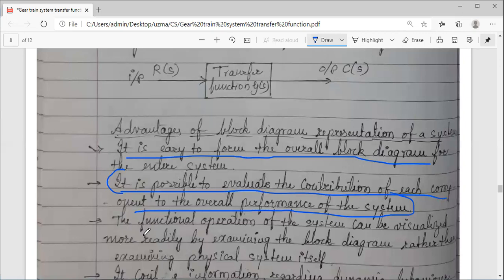If a system is working and you physically go and examine it to see what the outcomes and what the defects are, rather than that, using the block diagrams, the data is readily available with you. It is very easy for you to analyze and visualize, rather than going for the physical actual system to see how it is working and what is happening inside the operation.